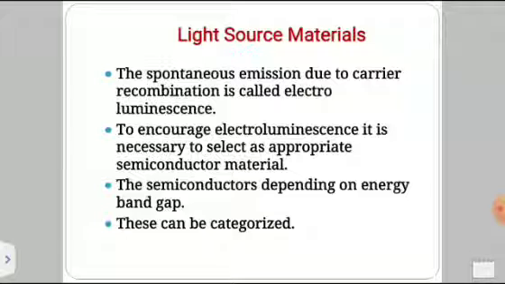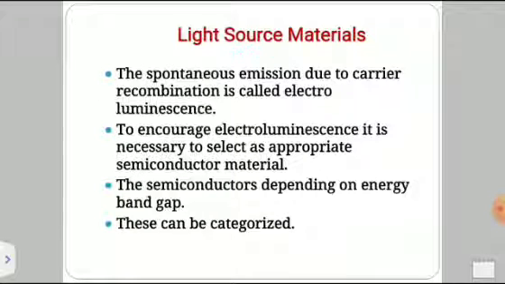Light source materials. Here, we have to consider the importance of light source materials. We have to select appropriate light source materials. There are two types of emissions. One is spontaneous emission, which we can see in LED, and in laser diode, it is stimulated emission. The spontaneous emission due to carrier recombination is called electroluminescence.